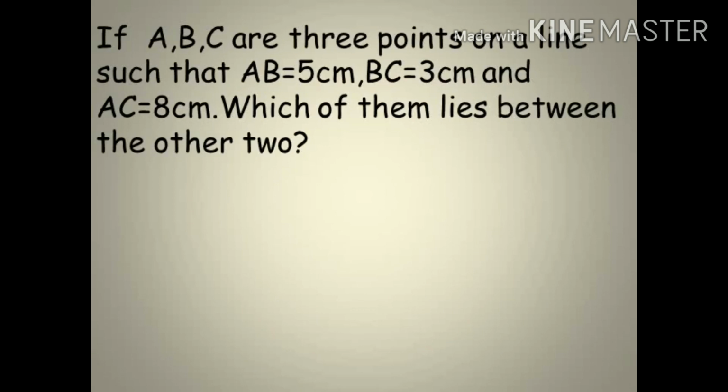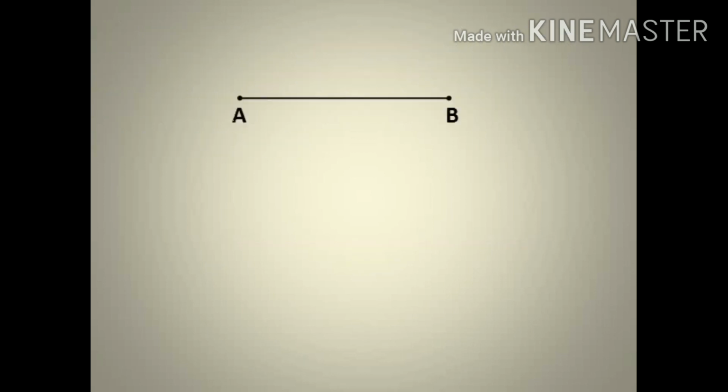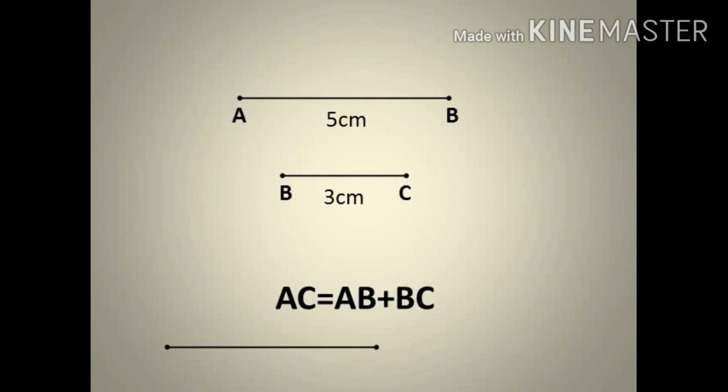If A, B, C are 3 points on a line such that AB is equal to 5 cm, BC is equal to 3 cm and AC is equal to 8 cm, which of them lies between the other two? Let's find out. AB is given as 5 cm and BC is given as 3 cm. Now AC is equal to AB plus BC. Therefore, B lies in the middle of AC.